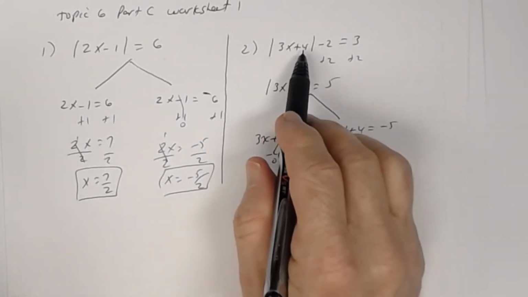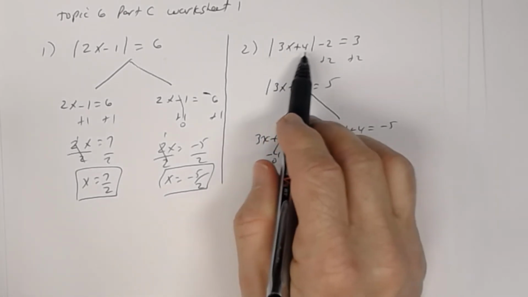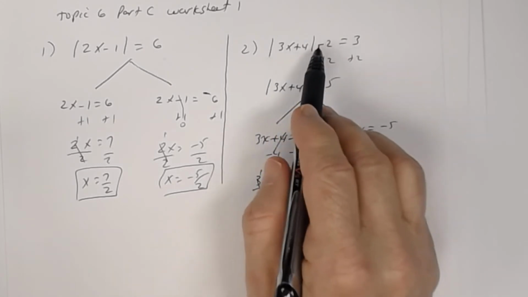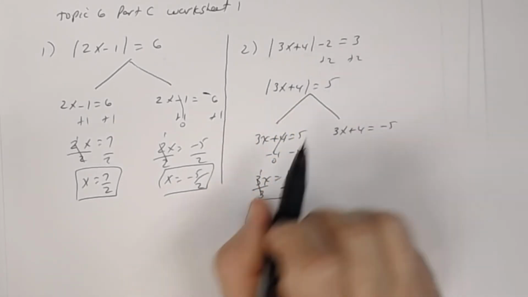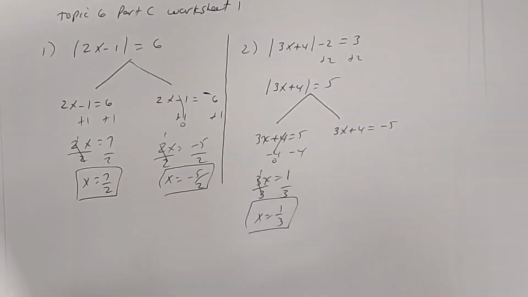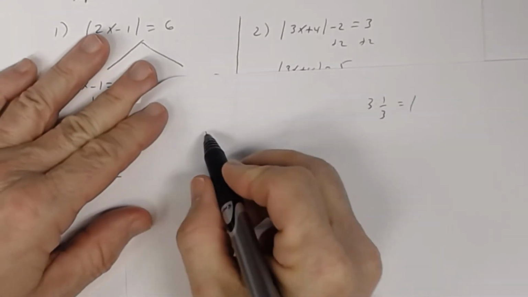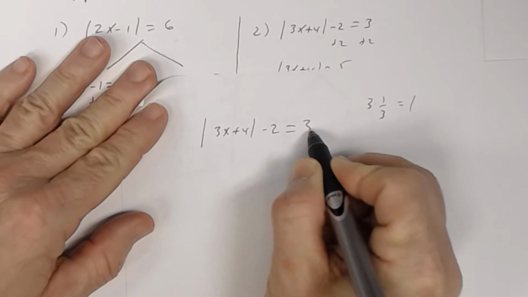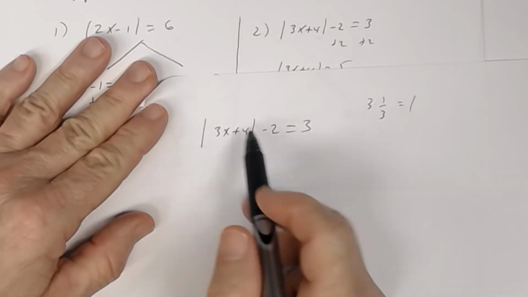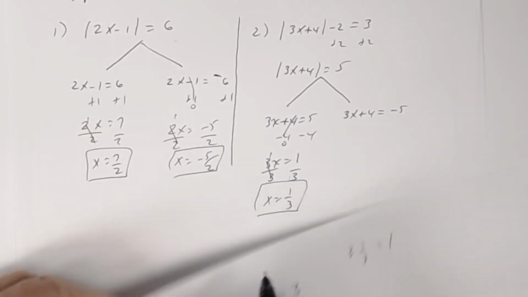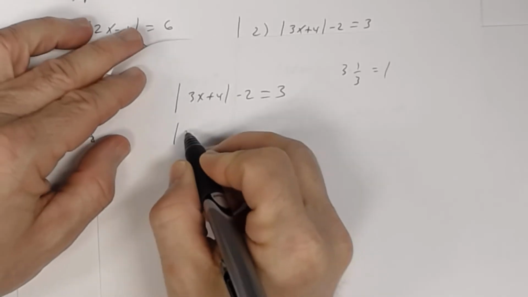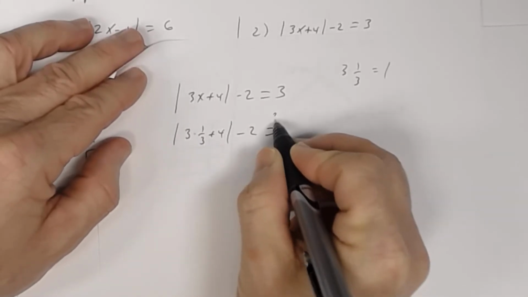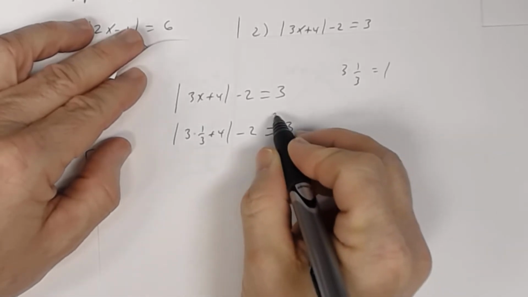What's 1 plus 4? Well, 1 plus 4 is 5. What's the absolute value of 5? Well, the absolute value of 5 is 5. What's 5 minus 2? 5 minus 2 is 3, and that's what you wanted. You see? All right. But in your mind, this is what you have. You have the absolute value of 3x plus 4 minus 2 equal 3. So in place of x, I'm going to substitute 1/3. And so I get the absolute value of 3 times a third plus 4 minus 2, and we see that's going to equal 3.